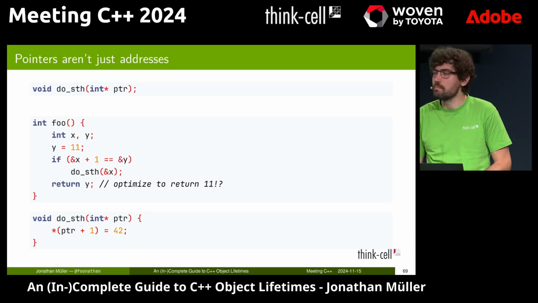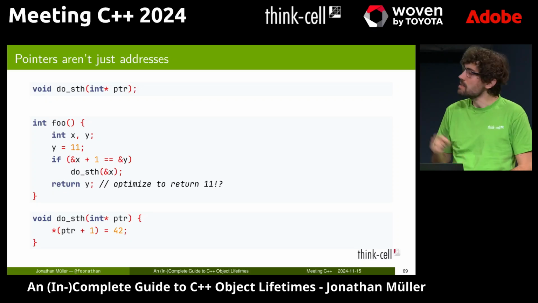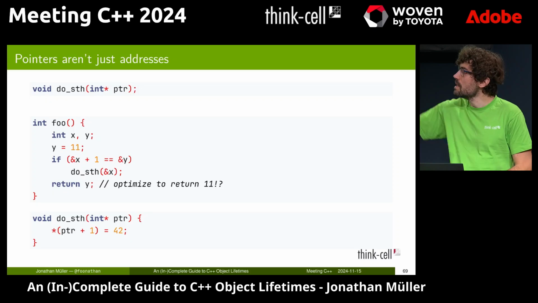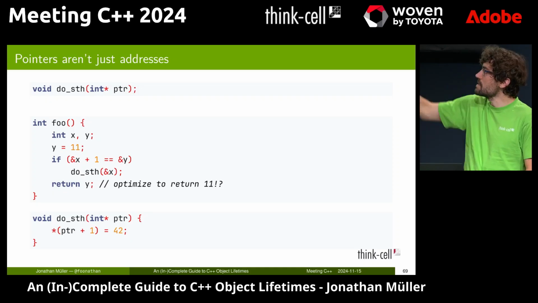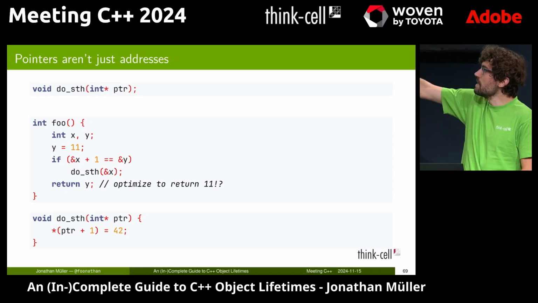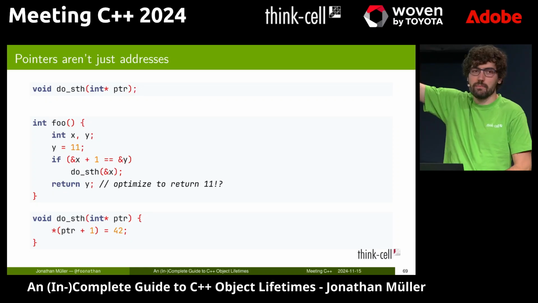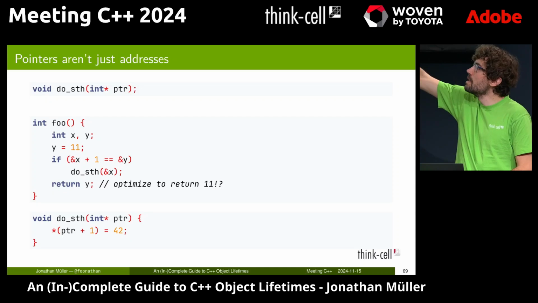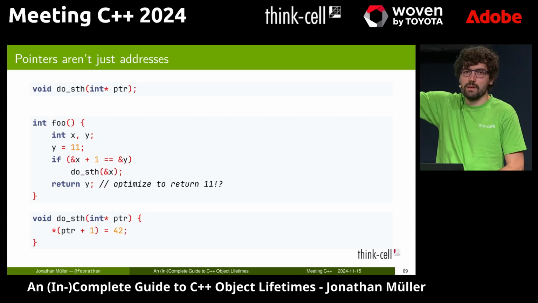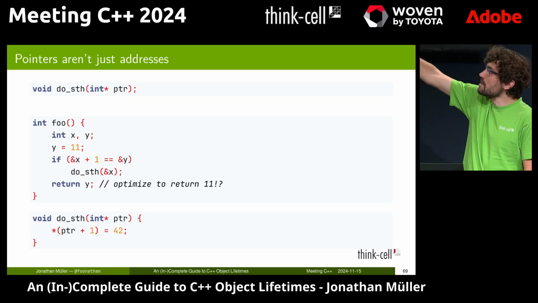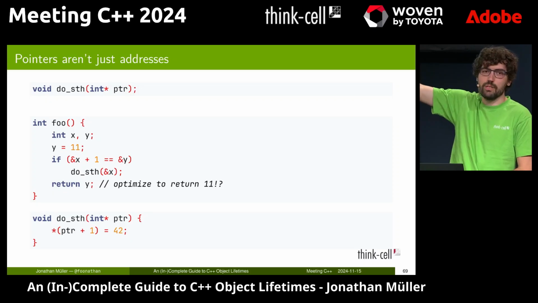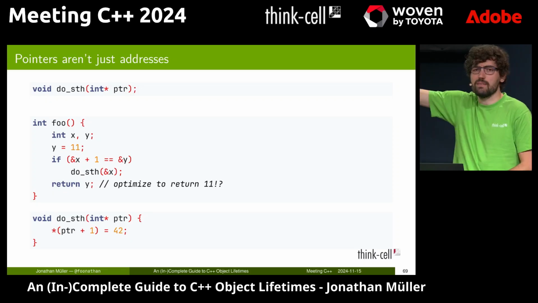So we put in an if. If the address of x plus 1 equals the address of y, then we're going to pass the address of x to do something, which goes to x plus 1, sets that to 42, which now modifies y. Because every time we execute the statement, we know that that is the address of y. But the compiler is still going to optimize it away to return 11. Right? Because the compiler just looks at foo. It doesn't care about do something. So there has to be some undefined behavior in there.